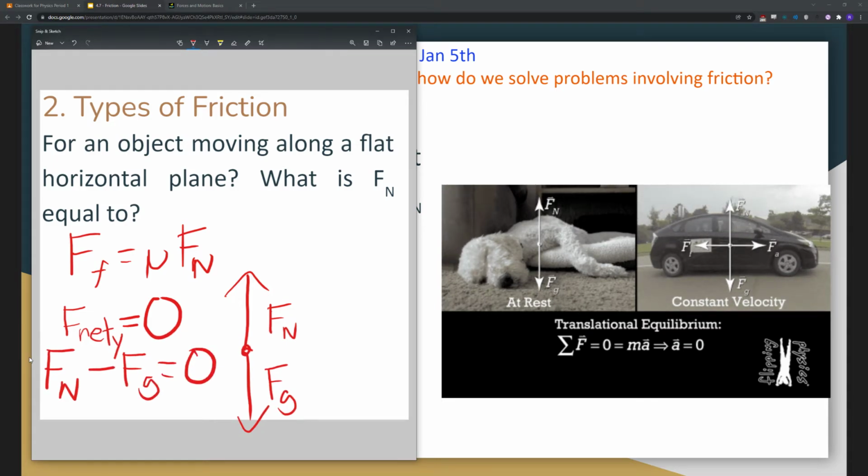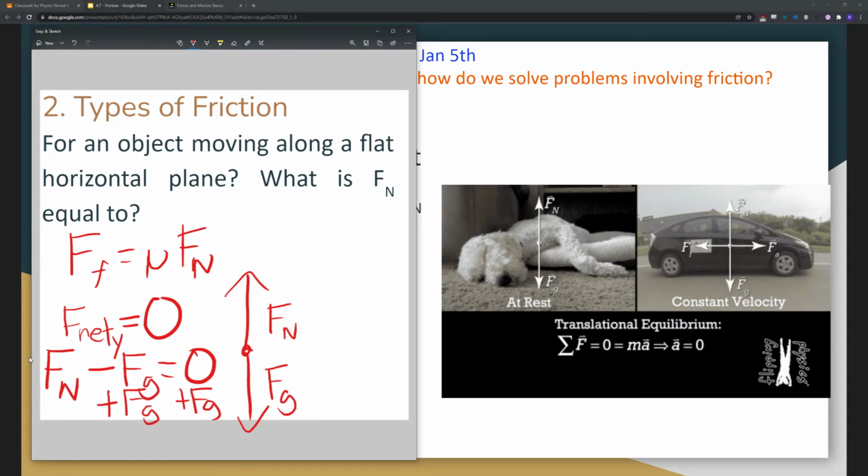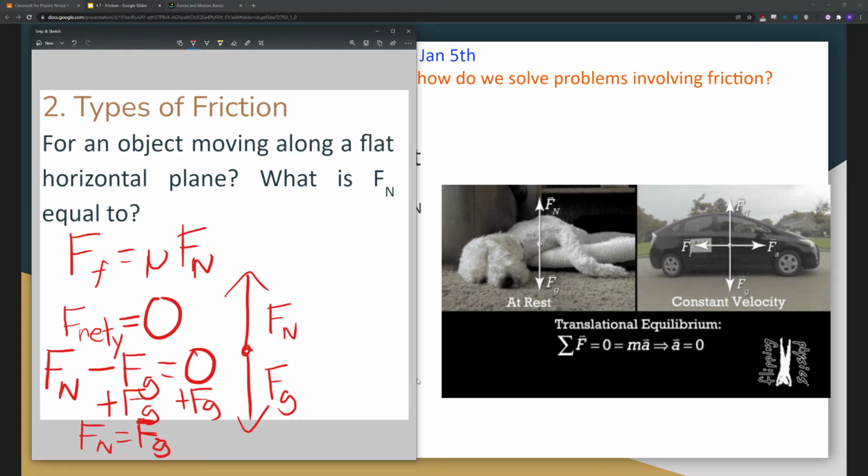The Fg is negative because, well, it's a downward force. It's acting in the opposite direction. And if I were to solve for Fn, I would get Fn is equal to Fg, right? And so now we know what Fn is. Fn is equal to Fg. Now, if you don't want to remember the proof, the only thing you actually need to remember is that Fn is equal to Fg.